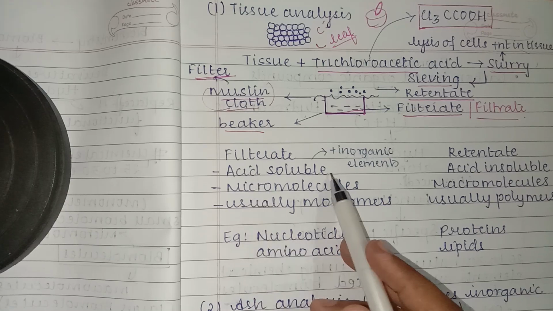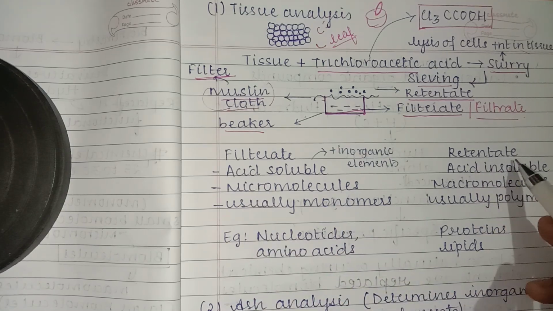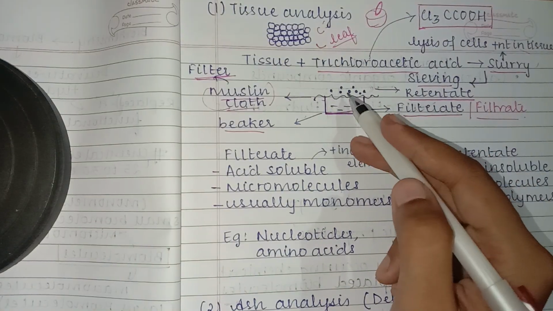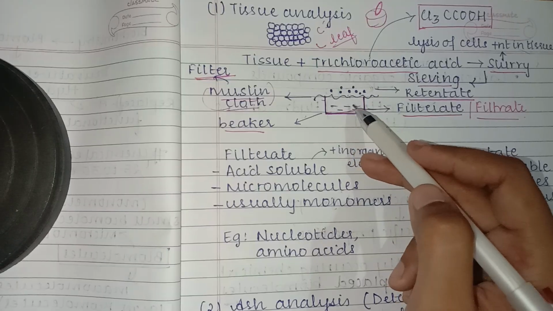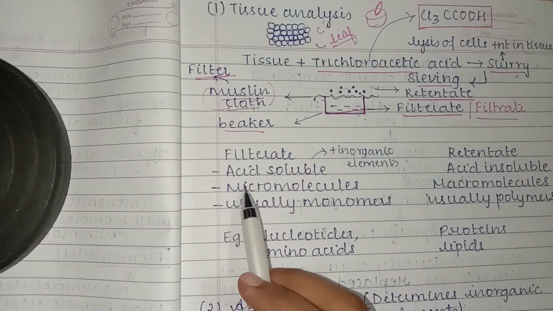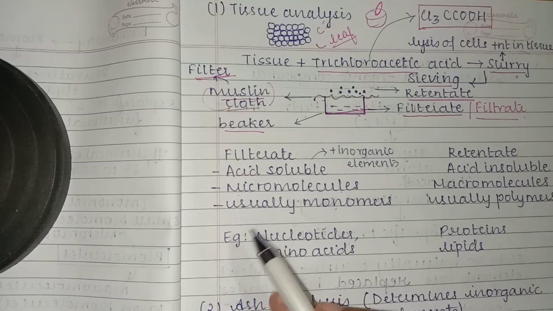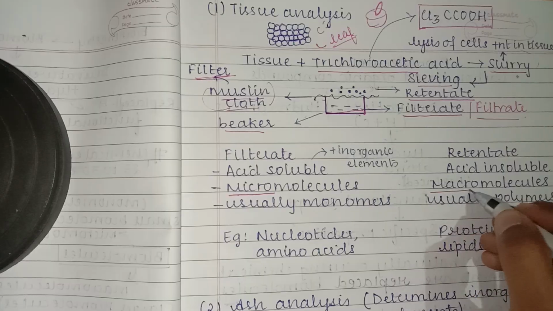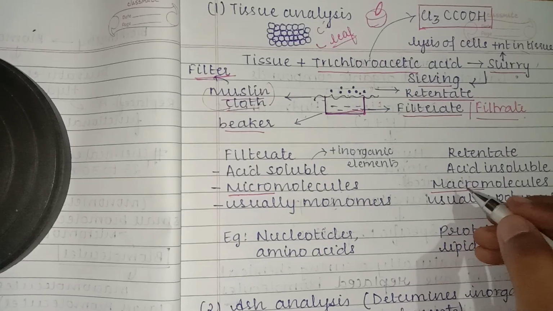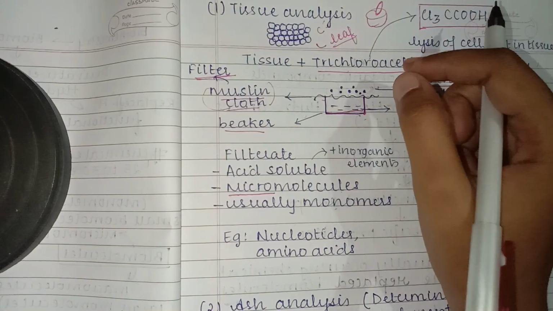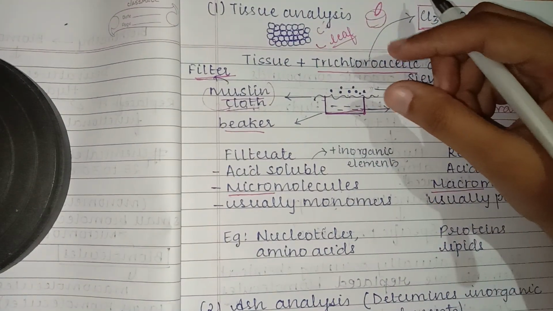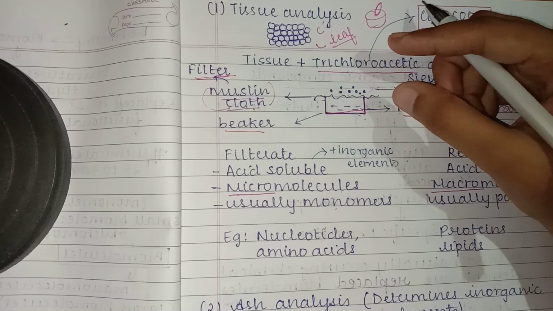So therefore we call it acid soluble. And the retentate is acid insoluble. That is why it is remaining above the muslin cloth. It has not sieved through the muslin cloth. Next we are talking about the size of the molecules. These words micromolecules and macromolecules are important. Micro means they are very tiny in size. Macro means they are comparatively larger in size.